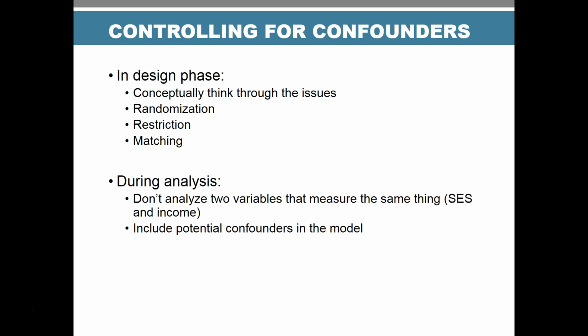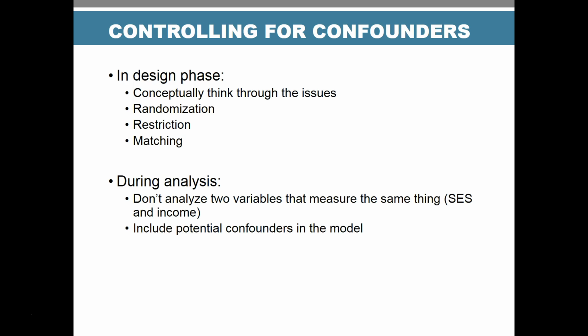How about pre-pregnancy weight? Pre-pregnancy weight could be related to their glucose levels because maybe they had diabetes before pregnancy. It could also be related to the weight of the infant after birth. So it could be related to both of these. So I need to conceptually think through what are all these issues that I could have variables that are related.